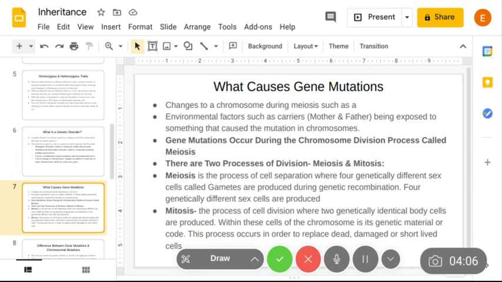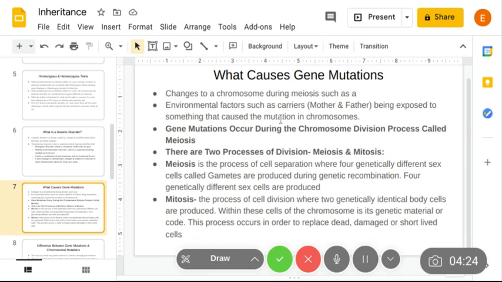Meiosis is the process of cell separation where four genetically different sex cells called gametes are produced. During genetic recombination, four genetically different sex cells are produced. Mitosis is the process of cell division where two genetically different body cells or two genetically identical body cells are produced. Within these cells of the chromosome is its genetic material or code. This process occurs in order to replace dead, damaged, or short-lived cells.